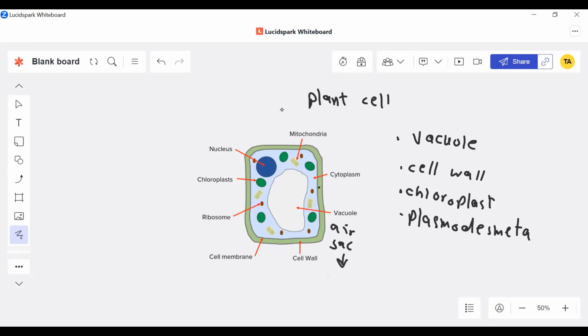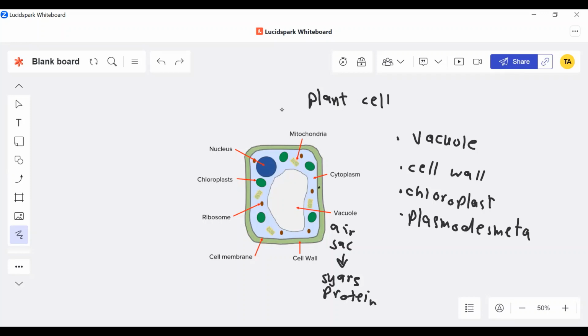and it contains sugars and proteins and some ribosomes as well. Its job is to act as a storage. So it will store all the sugars, the proteins, sucrose, ribosomes. This will be the place for storage. And it has another function as well. This large vacuole will push these green organelles, which are the chloroplasts, to the end.